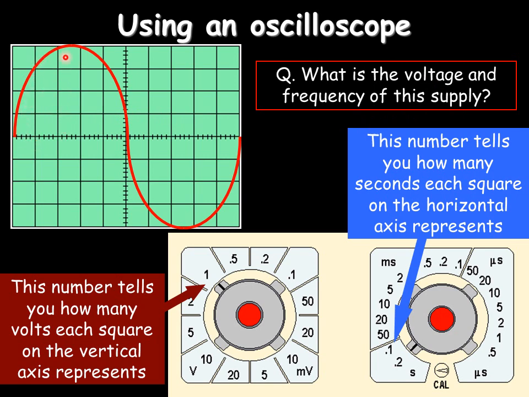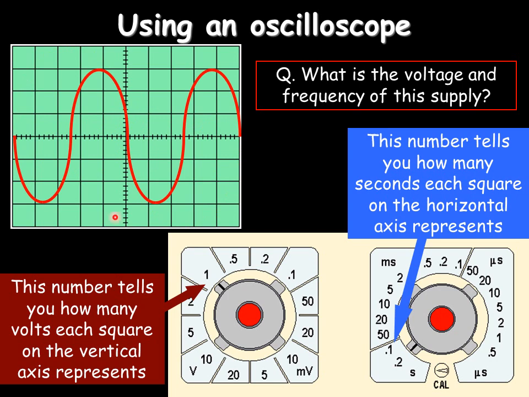You've got 1, 2, 3, 4 squares up on a setting of 1 volt, so it'll be 4 volts. From there to there is 4 volts, and it goes minus 4 volts that way. And if you look across, you'll see that one complete wave is 1, 2, 3, 4, 5, 10 squares along. So 10 squares at 0.2 seconds for every square means you've got 2 seconds for one wave. So if you get one wave in 2 seconds, it means you get half a wave per second.